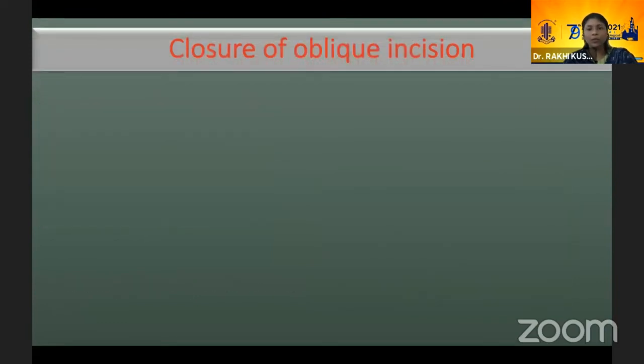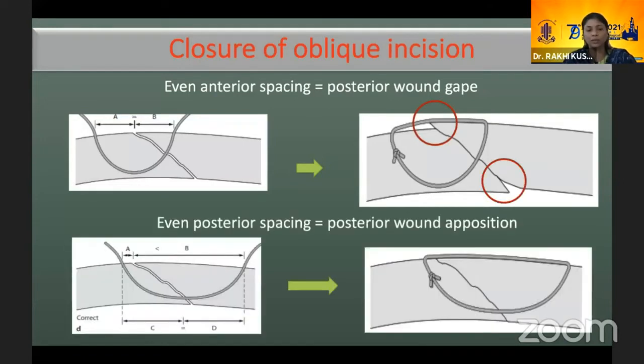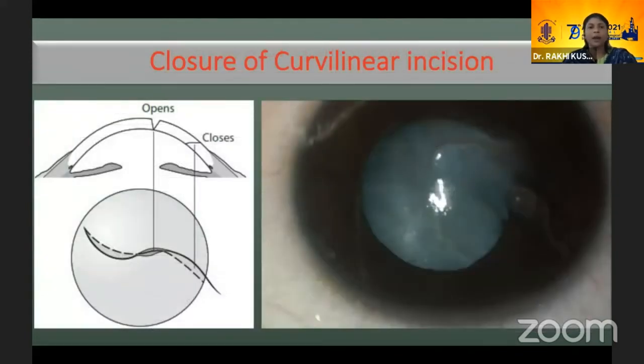Another type of incision we get is the oblique incision. In this incision, we also follow the same principle: the distance from the entry wound to the line of perforation and from the exit wound to the line of perforation should be equal, but not at the anterior surface, but at the posterior surface. Here, the posterior surface distance should be equal on both sides of the line of perforation to get the proper position of the suture.